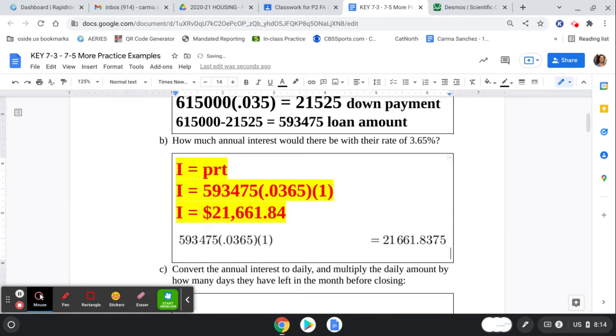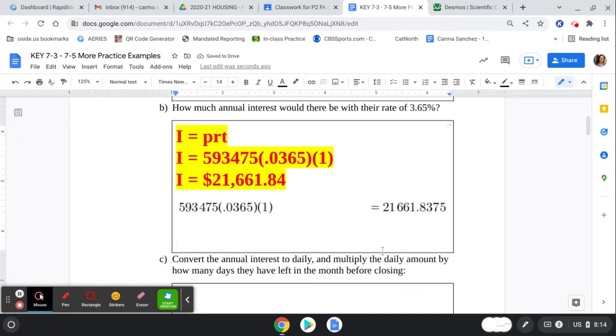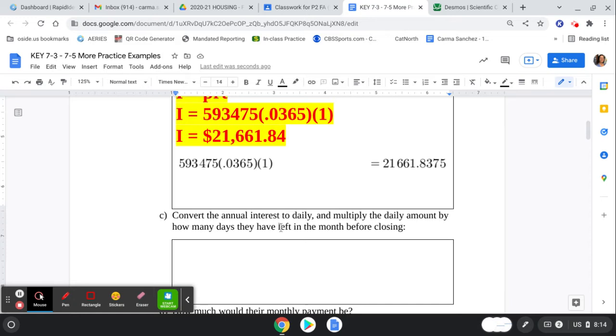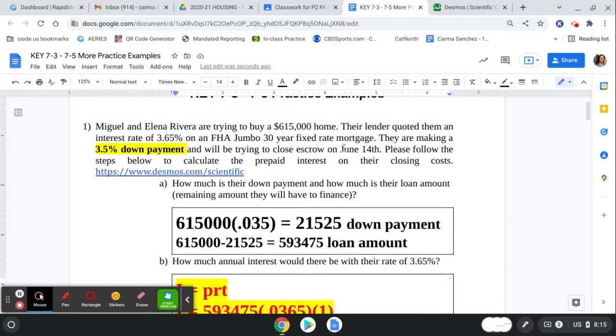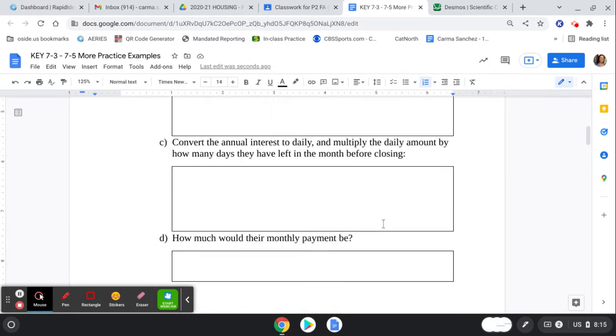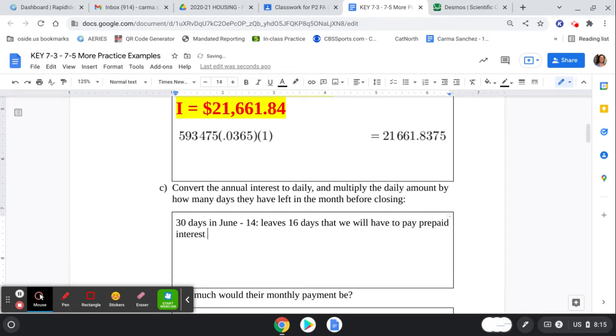Okay, now the next question I think is kind of a cool question. It's asking how much it costs per day to live in the house, convert the annual interest to daily, and multiply that amount by how many days they have left in the month. So if I go up here, it says they're closing on June 14th. Well, June has 30 days in the month. So minus 14 leaves 16 days that we will have to pay prepaid interest on.